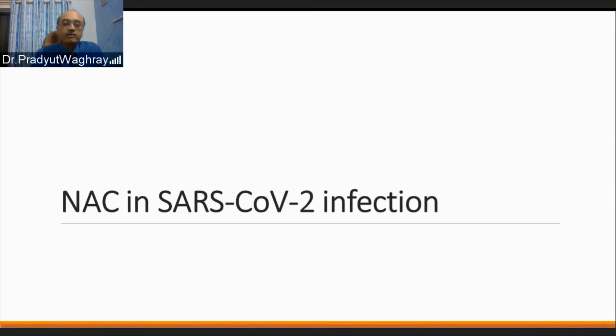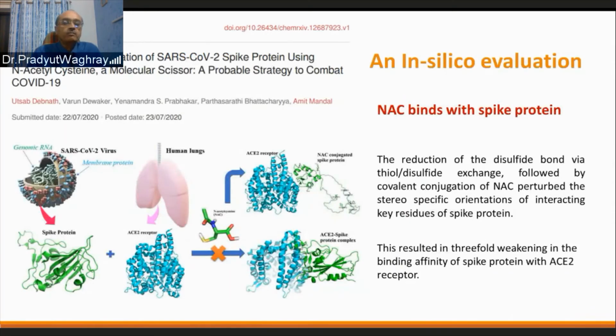With this background on influenza infection, NAC was studied in SARS-CoV-2 infection, the present pandemic going on. If you go back to the basic mechanism of how the virus attaches, we know that the spike protein of the SARS-CoV-2 virus attaches with the ACE2 receptors of the human lungs, and this bonding between the spike protein of the virus and the ACE2 receptor, this strong bonding is responsible for the penetration of the virus into the cell.